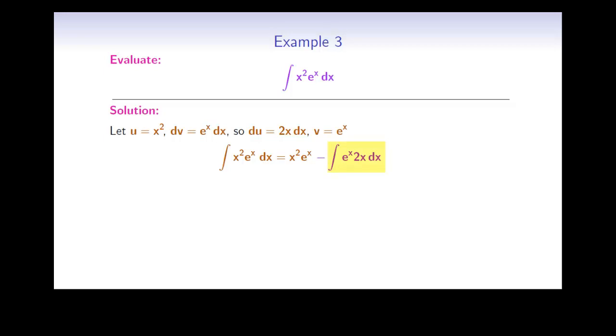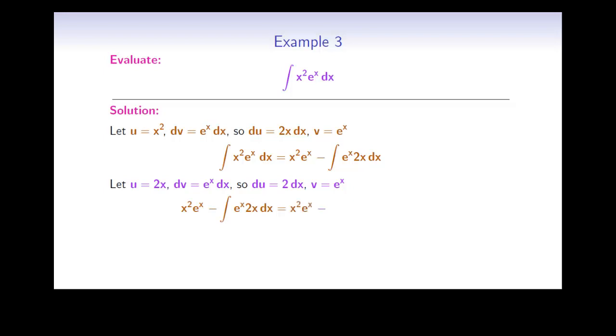This integral is still not trivial. On the other hand, it is simpler than the original integral in the question, so I think we are going in the right direction. Let's try to use integration by parts again to evaluate this new integral. We have to choose a new u and a new dv. This time u will be 2x and dv is e to the power of x dx, which means du is 2 times dx and v is equal to e to the power of x.